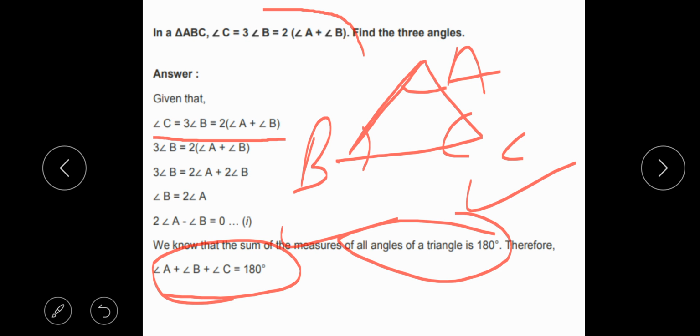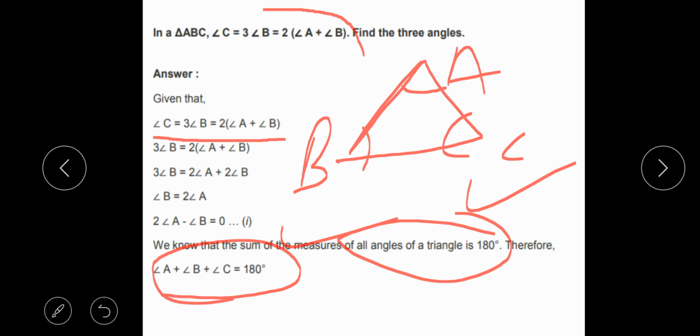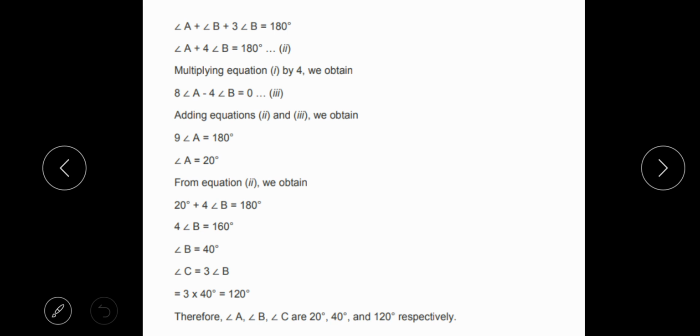Now by using this one, you just put the value of angle C. Here angle C, what is angle C? Angle C is equal to 3 times of angle B. Put the value of this one, 3 times of angle B, you will get another equation, that is angle A plus 4B is equal to 180 degree. Give it as number 2.